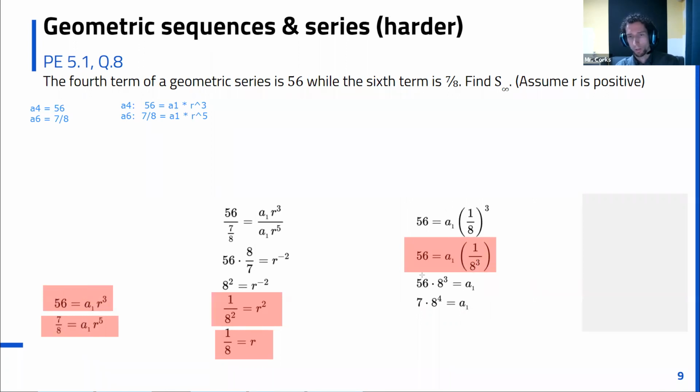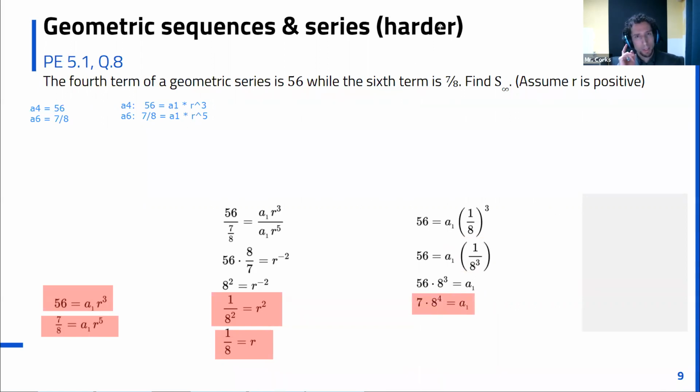1/8 cubed, bring that over to the left side, and we'll get this again, 56, 7 times 8. Let's just separate out the 8. 7 times 8 to the exponent 4.